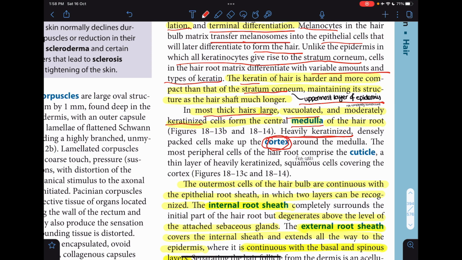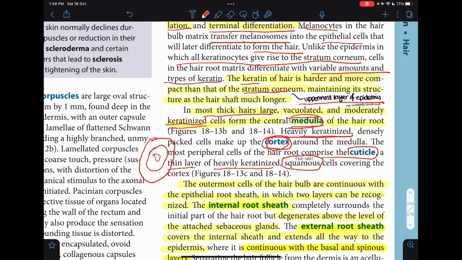medulla. So we have, for example, the medulla here. Okay, this is the cortex covering the medulla. The most peripheral cells of the hair root comprise the cuticle, which is a thin layer of heavily keratinized cells. Also squamous cells, meaning flat cells covering the cortex. So this is the cuticle. Let's repeat from the start: the medulla, which is large vacuolated and moderately keratinized cells forming the medulla.